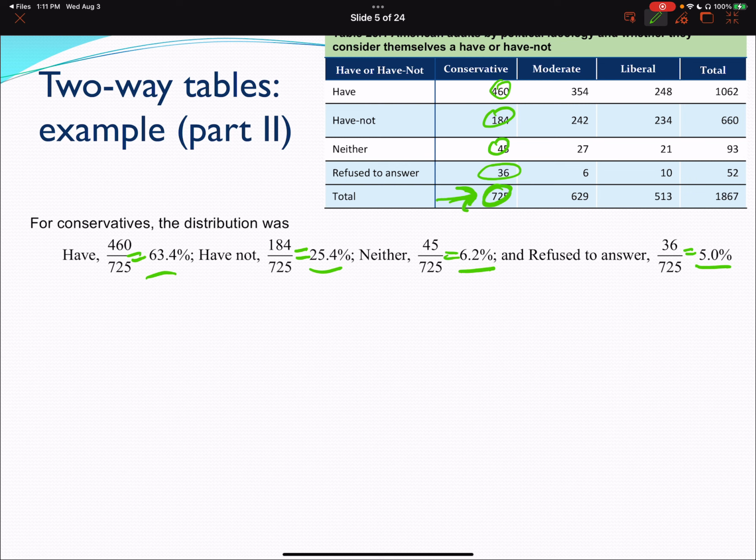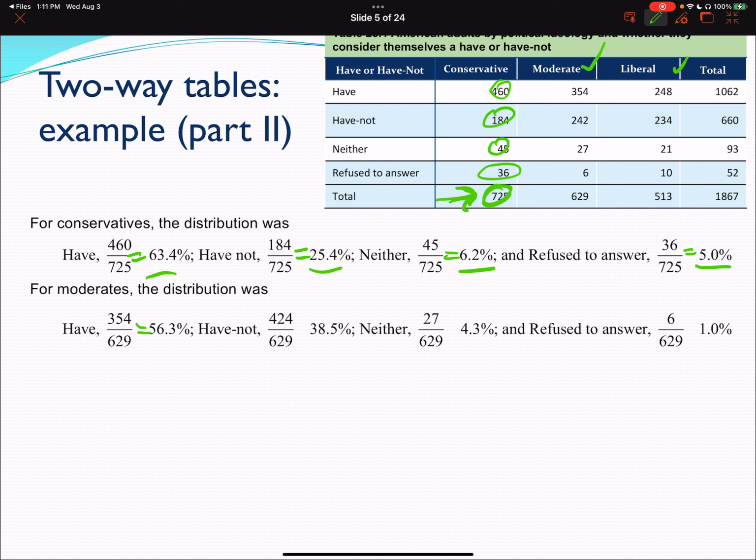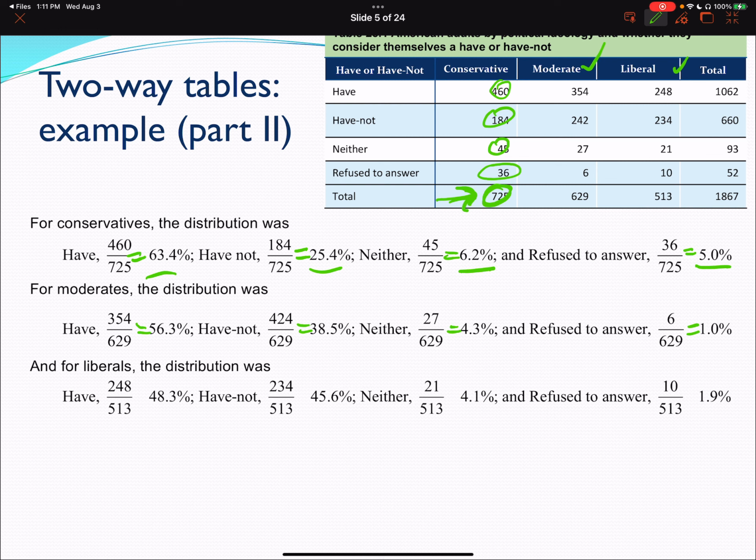We're going to do the same thing for moderates and liberals. Let me show you those calculations. Just converting it to a percentage. Notice our denominator changed for moderates because there were 629 moderates, and it changed to 513 for liberals. Notice because these are broken up into groups, I'm not really examining the totals column right now, like we might have done when we were calculating probabilities.